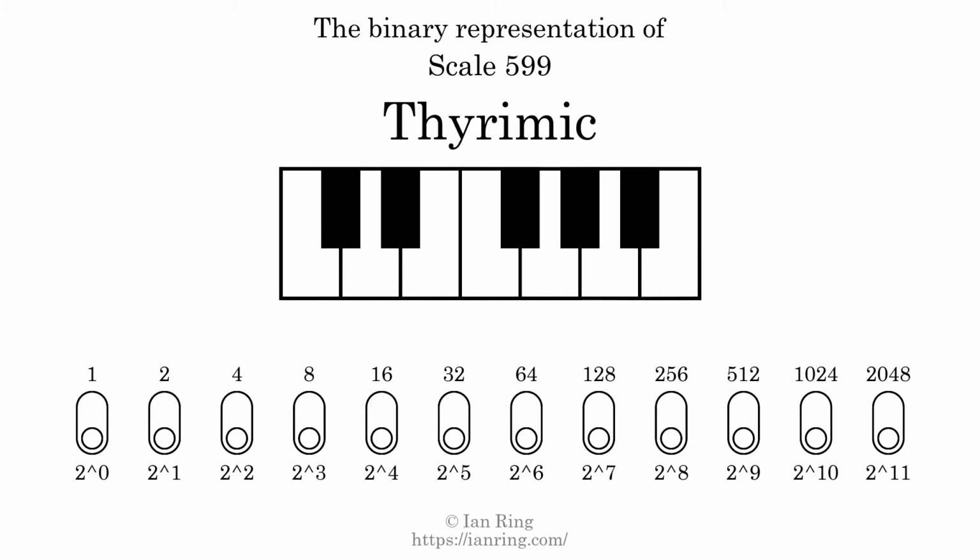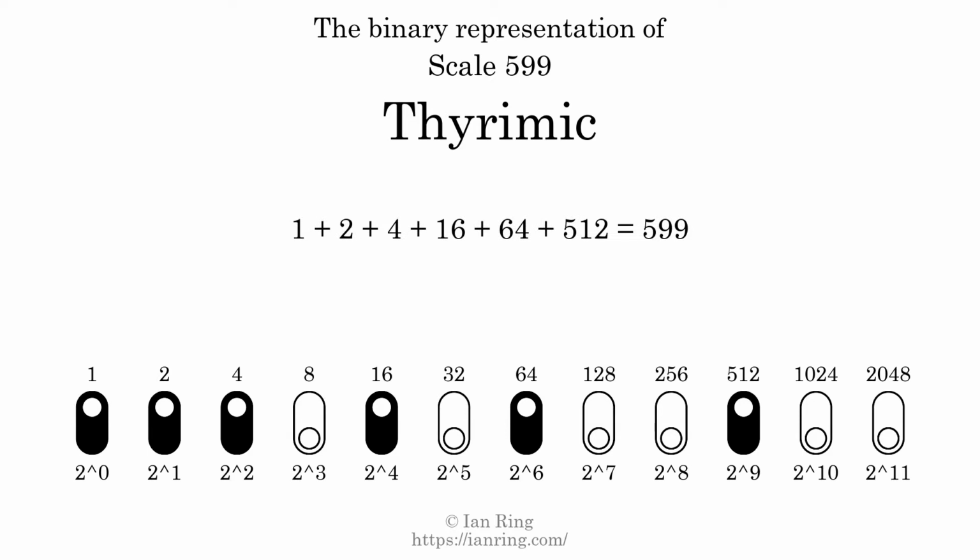The binary representation of this scale is determined by mapping tones of the scale to binary digits. Each binary digit represents a power of 2. To get the scale number, we add the powers of 2 together. The powers of 2 that are present in the scale, all added together, equals 599. That is why the scale number, in decimal, is 599.